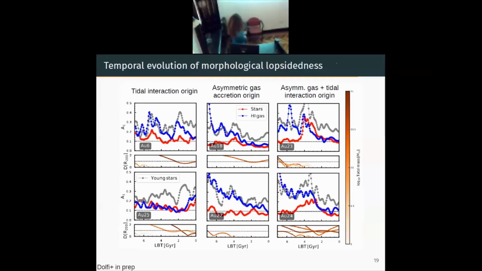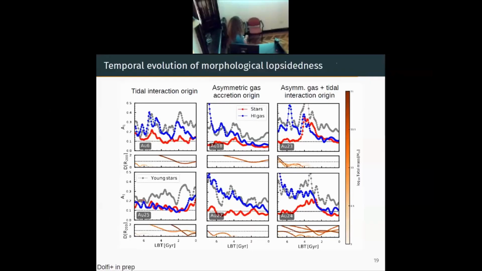And for the two galaxies which are currently lopsided at the present day, in both these galaxies the lopsidedness was generated as a result of a previous interaction. We see, for example, in the case of AU25, that the rise in both stars and H1 can be associated to the close pericentric passage of a satellite, or a massive satellite galaxy.